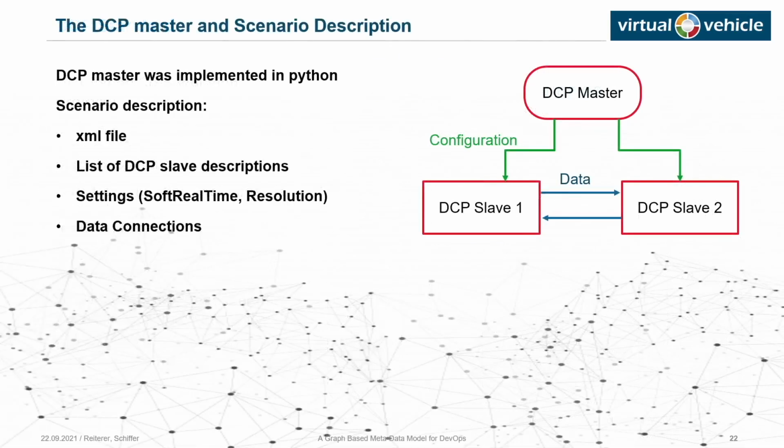In our use case, we implemented a DCP master in Python. This highlights the interoperability of different implementations of the standard. This master is capable of reading in a scenario description, which contains a list of all the involved slaves, their slave descriptions, and how these inputs and outputs are to be connected.